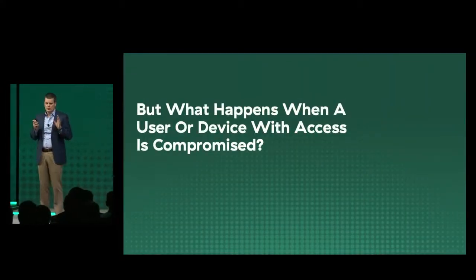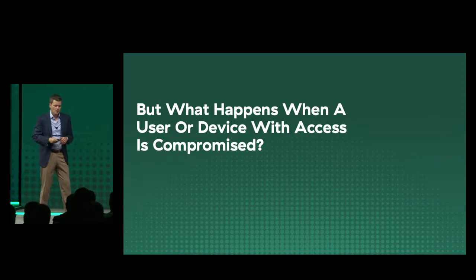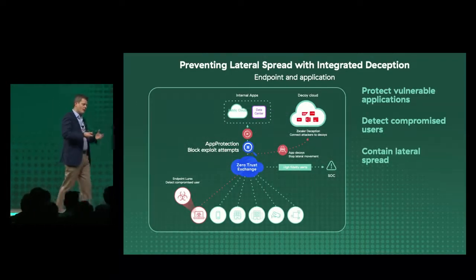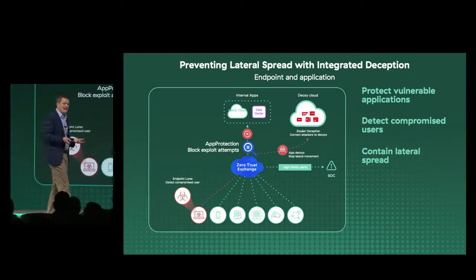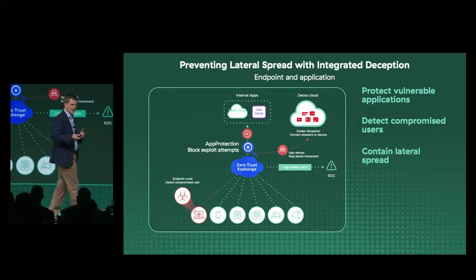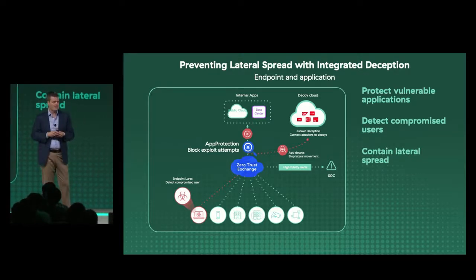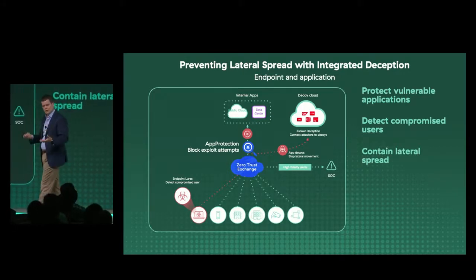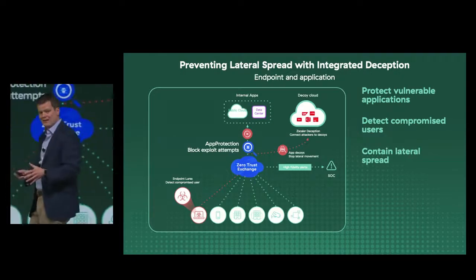Even with the most perfectly managed attack surface, users can and will be compromised. So what happens then? For us, we have a suite of capabilities that we introduced inside of ZPA over the last 6 to 12 months that we're doubling down on. Application protection helps protect vulnerable applications. Deception, we're extending it not just from the application layer, but we're also extending it out to the endpoint. And we're going to walk through a little bit of how that helps understand when a user is compromised and contain the lateral spread event.